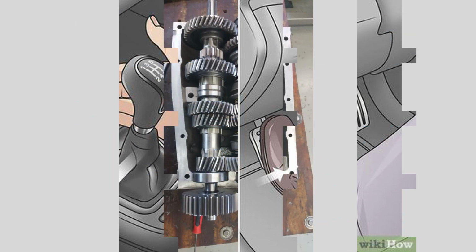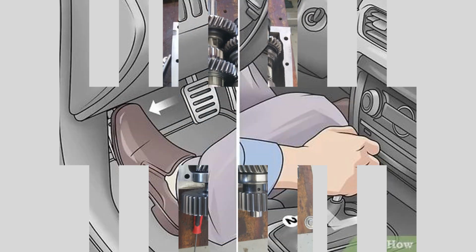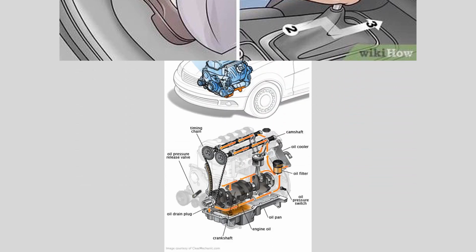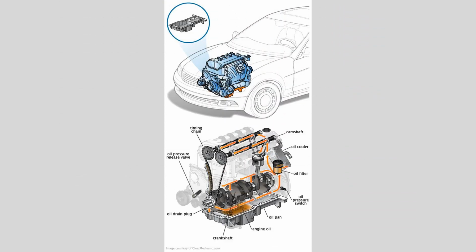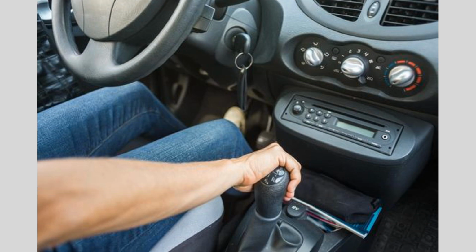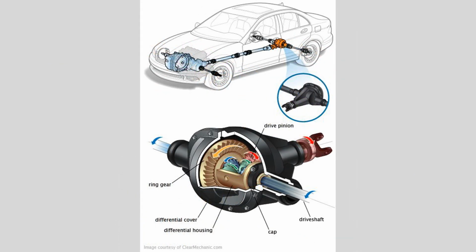How the clutch works. When you press the clutch pedal, you're activating a hydraulic or cable mechanism that disengages the clutch. This action separates the clutch disc from the flywheel, interrupting the power flow to the transmission. Releasing the clutch pedal gradually engages the clutch, allowing power to transfer from the engine to the transmission.